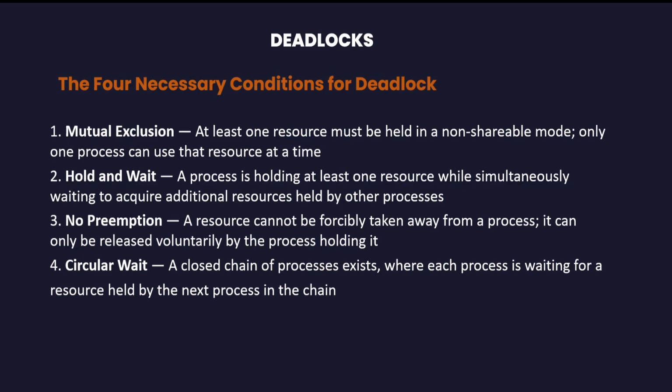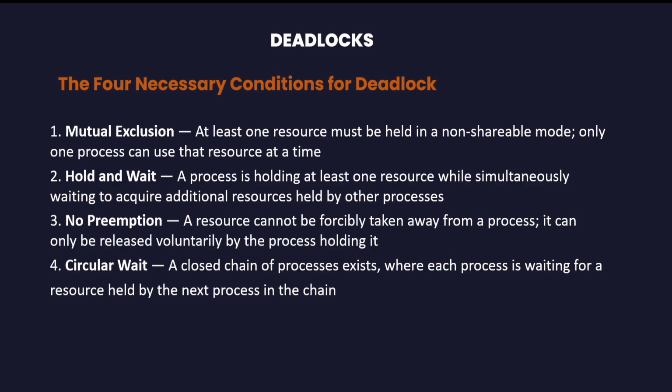Fourth is circular wait. A closed chain of processes exists where each process is waiting for a resource held by the next process in the chain. So for example, process P0 is waiting for a resource held by P1. P1 is waiting for a resource held by P2. P2 is waiting for a resource held by P3 and so on. So here a closed chain of processes exists. So this is circular wait.